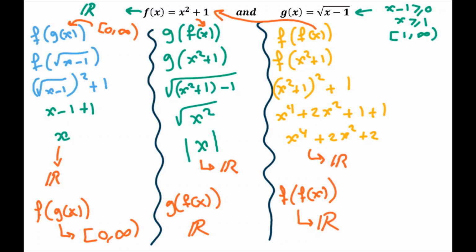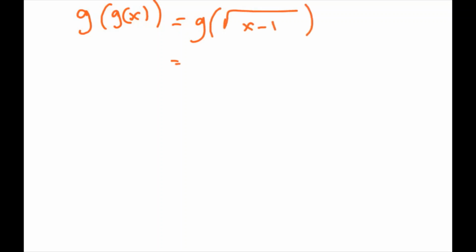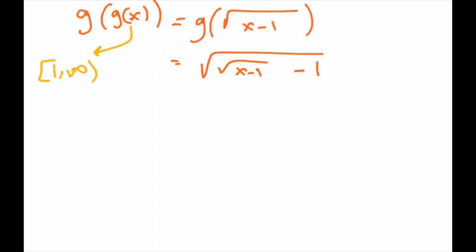Last thing is g of g. So g of g(x) will be equal to g of the square root of x minus 1. That's going to be equal to the square root of x minus 1, minus 1. You cannot simplify it more, but we need to tell the domain. So we know that the domain here is from 1 to infinity. Let's find the domain of whatever is inside the square root. It should be the square root of x minus 1 greater than or equal to 0.